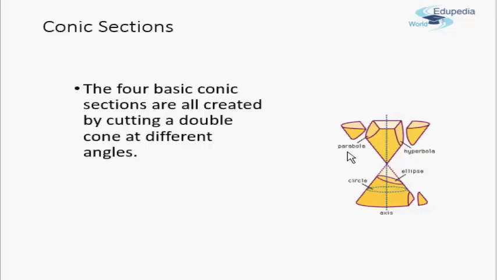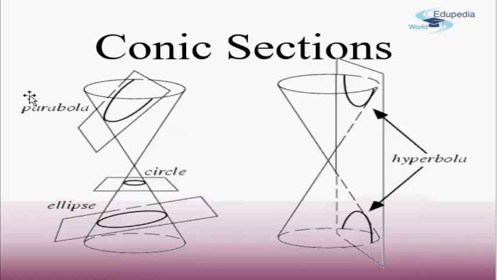Those conic sections are the parabola, the hyperbola, the ellipse, and the circle. If you cut the cone over here, you will get a parabola, and if you cut it over here, you will get the hyperbola. Then you have the circle, and then the ellipse, which, if you look at it, would look like a slanted circle, but we'll get to how that is made.